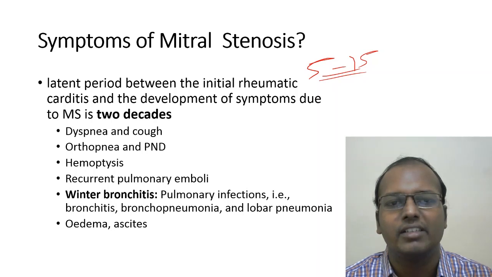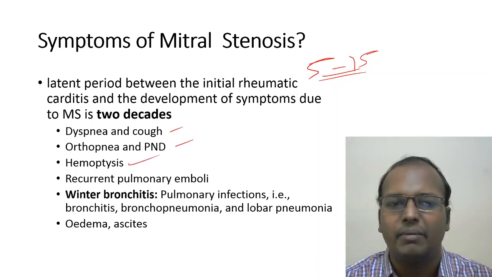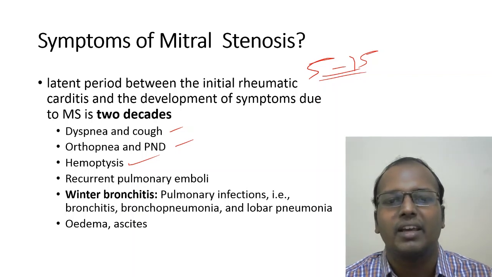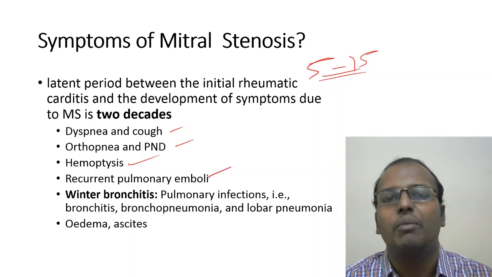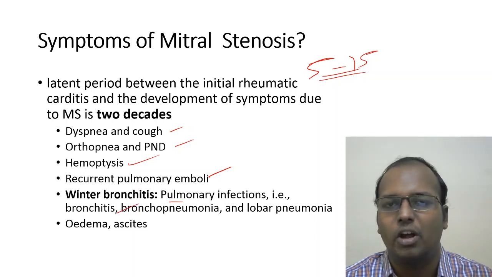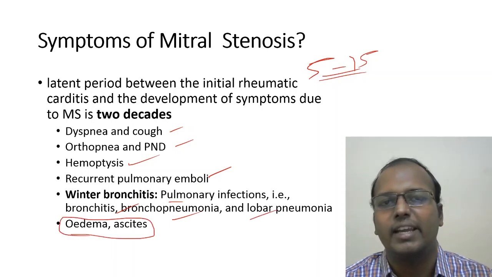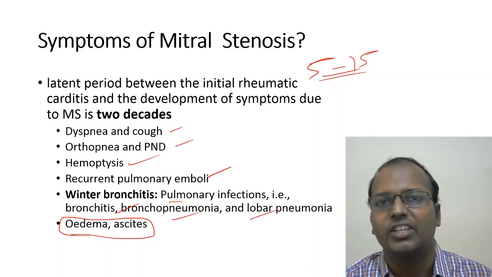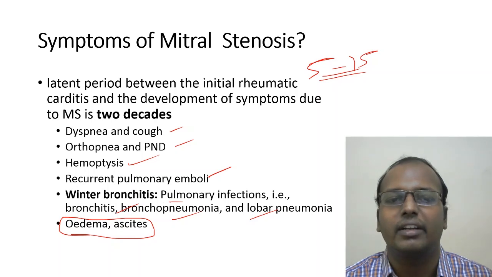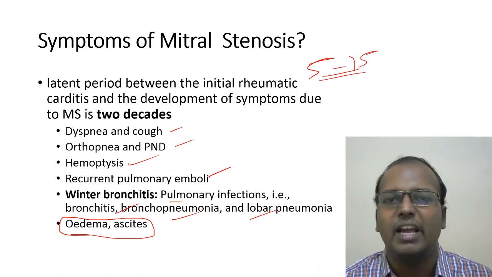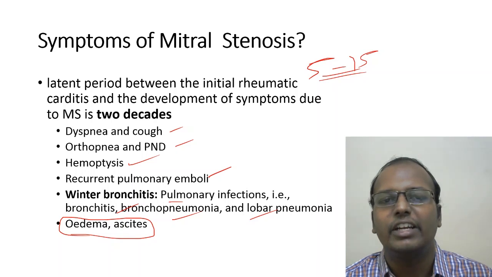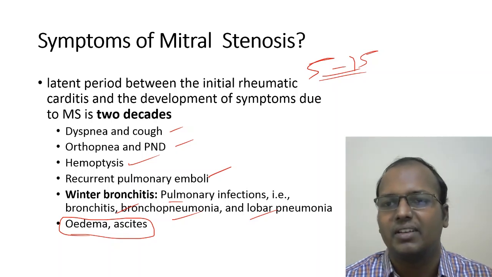What are the symptoms? It can be dyspnea and cough, orthopnea, PND, hemoptysis because of the rupture of bronchial venous connections secondary to pulmonary venous hypertension. Recurrent pulmonary emboli can happen and winter bronchitis can happen. During the winter season, the patient will be prone to recurrent episodes of bronchitis, bronchopneumonia or lobar pneumonia. And when there is right ventricle failure as well, as I discussed already, there is left atrial enlargement, left atrial volume overload, pulmonary venous congestion, then pulmonary artery hypertension, then comes right ventricular enlargement, hypertrophy and failure. That condition will lead to edema and ascites.